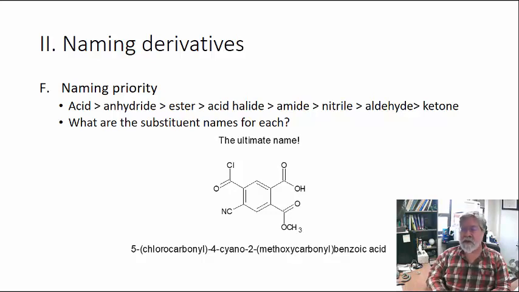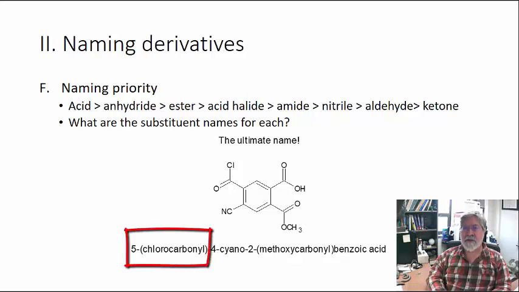This compound is out of your textbook. And so think about which groups are actually present. And of course there's a carboxylic acid, there is an ester, there is a nitrile, there is an acid chloride. And so the carboxylic acid present wins. So the parent name for this compound is benzoic acid. And the rest of them are all named then as substituents. So what are the substituent names for each of them? So let's start by reading from left to right across the name.